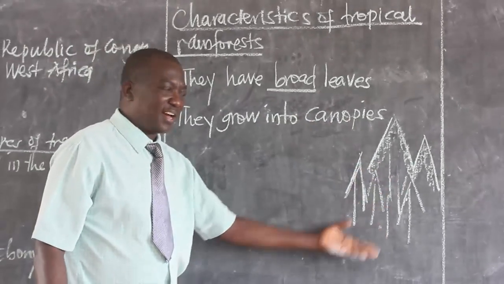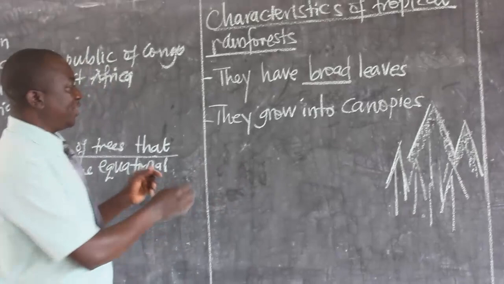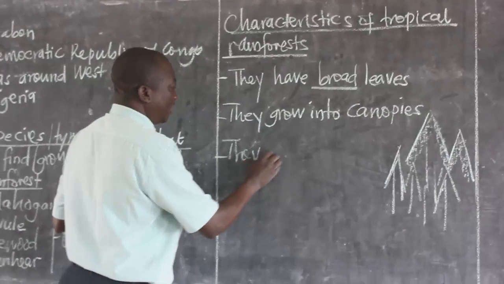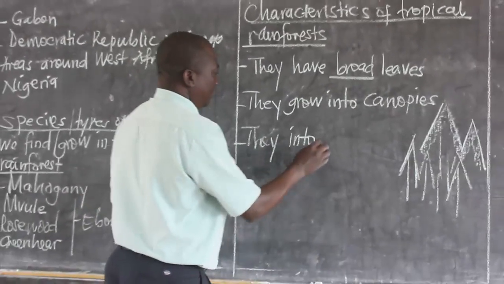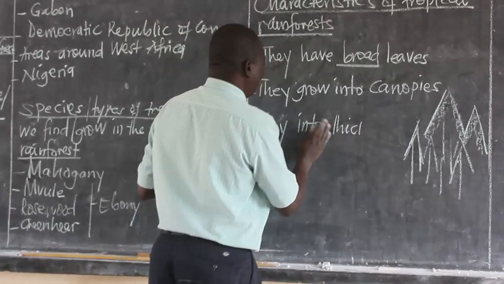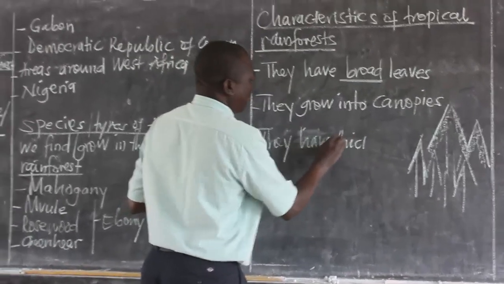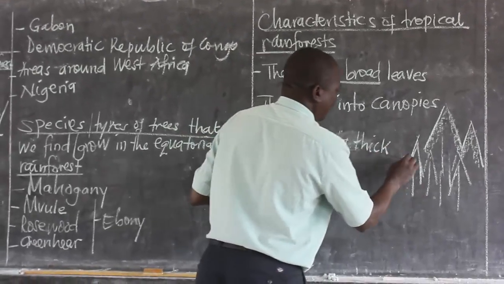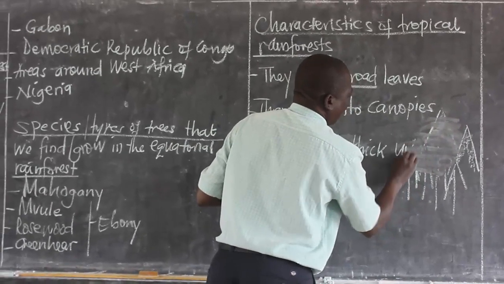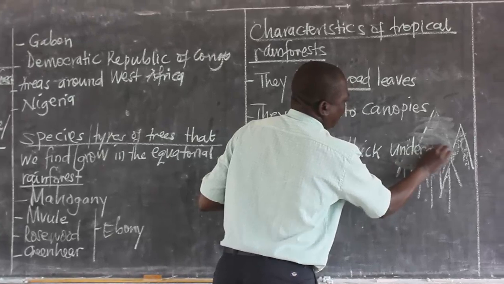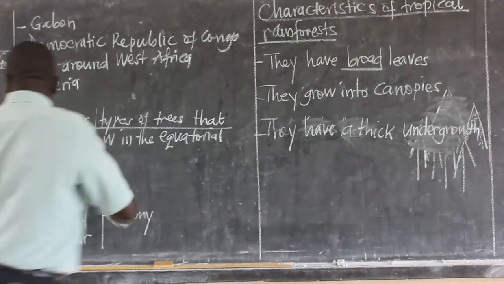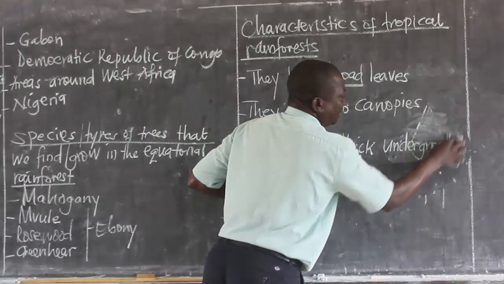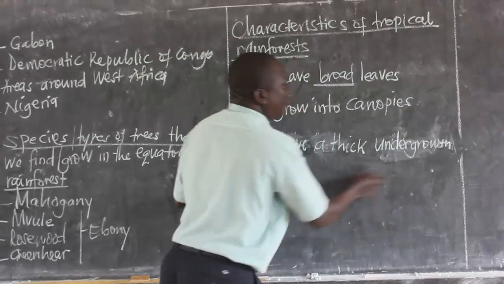And they are close to one another, these trees, forming what we term as a thick growth. A thick growth. What do we mean by that?